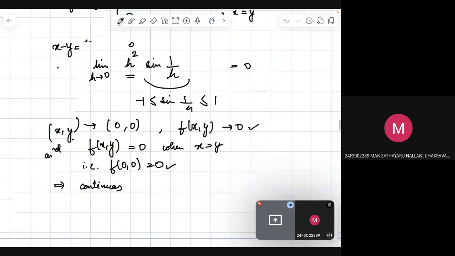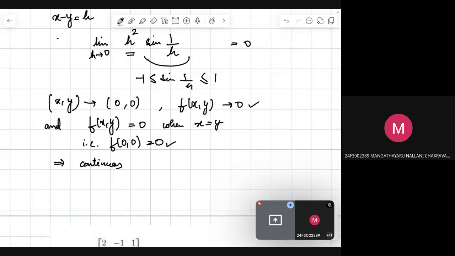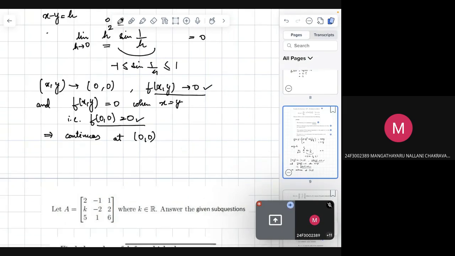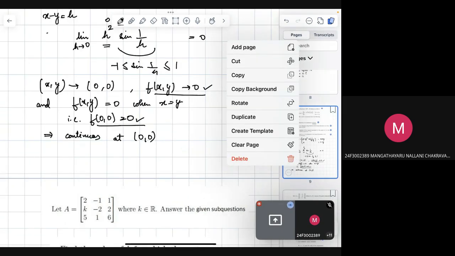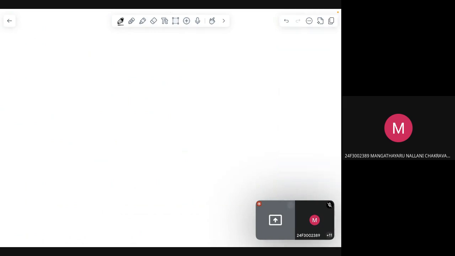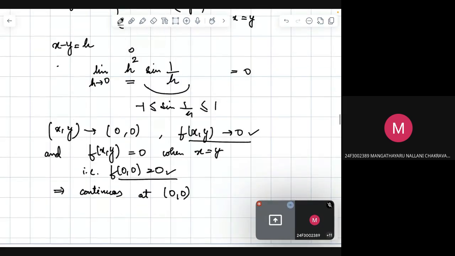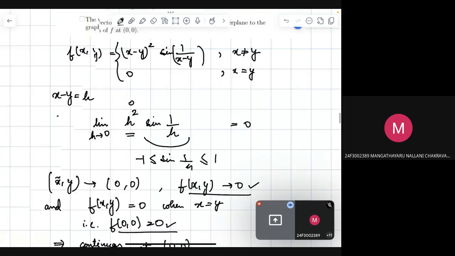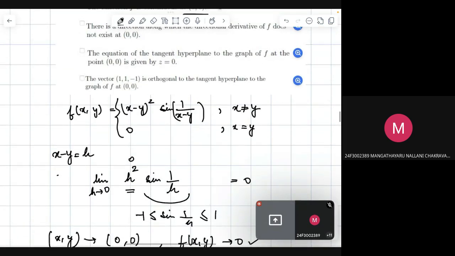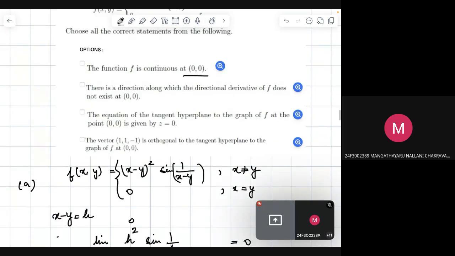So whenever the value of the limit evaluates as equal to the value of the function, so the limit is coming as 0 and the value of the function at this point is also 0. So the function is continuous at this point. This is true only for this point. We have to check for other points, but the question is asking only for this point. So we have to bother only about this point. So this is continuous at (0, 0).